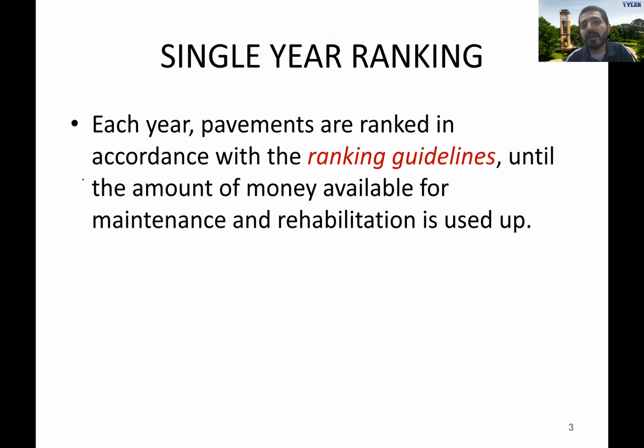The single year ranking, as we all know, if you end up being in a pavement management system, each single year the pavement sections in your network will be ranked according to certain ranking guidelines that you follow in your pavement management system, and that ranking will also be linked to the amount of money available for maintenance and rehabilitation. So you rank them, and you keep a check mark. Okay, I'm going to fix the first or second or third, up to the third or fourth project out of maybe 10, until you use up all the money available for that fiscal year.